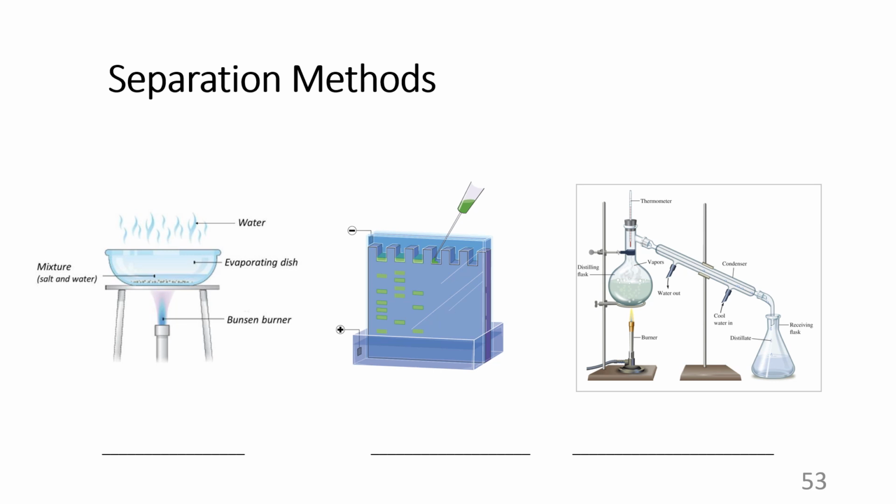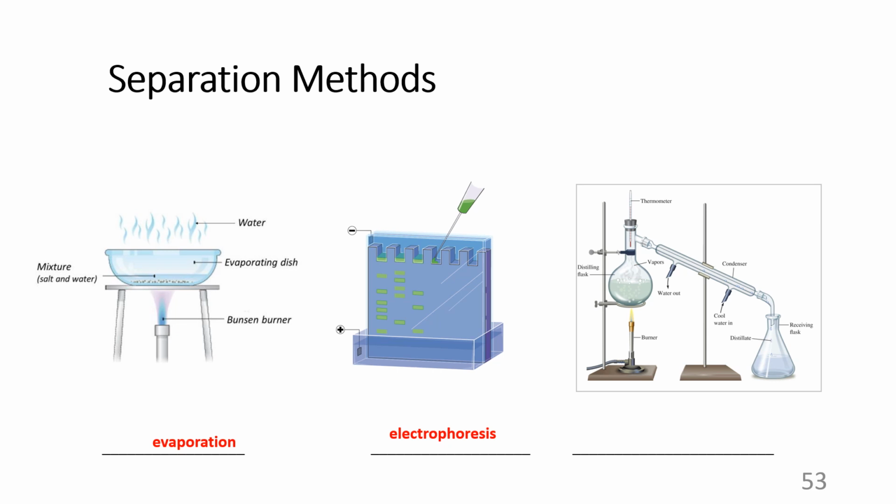All right, let's look at some pictures and see if we can figure out what type of separation methods are being used. So in this first picture, we see an evaporating dish, we see a mixture of salt and water, and we see a Bunsen burner heating that mixture, water evaporating. We're left with salt at the bottom. That's definitely evaporation. In the next one, we see an electric field. There's a negative charge at the top and a positive charge at the bottom.